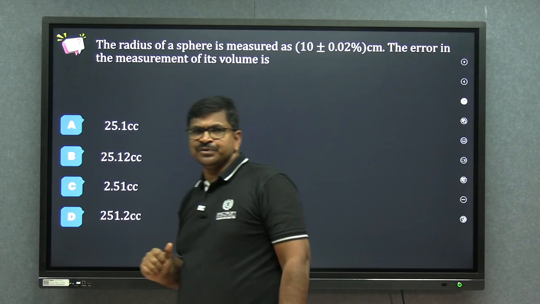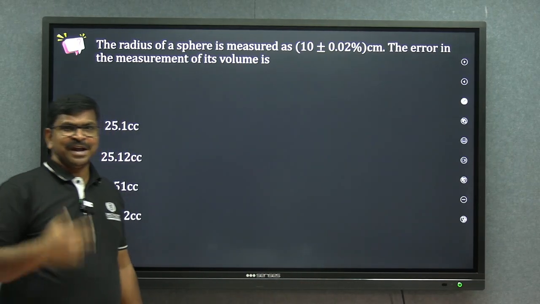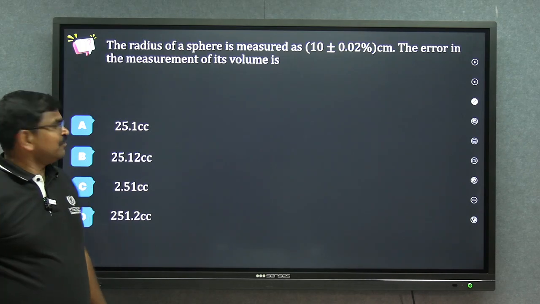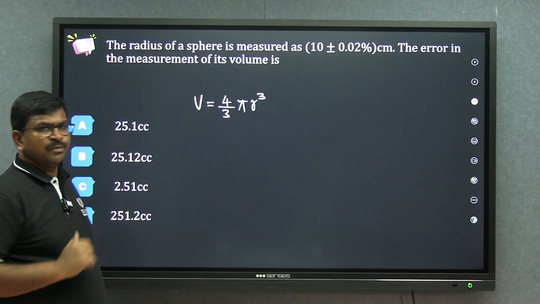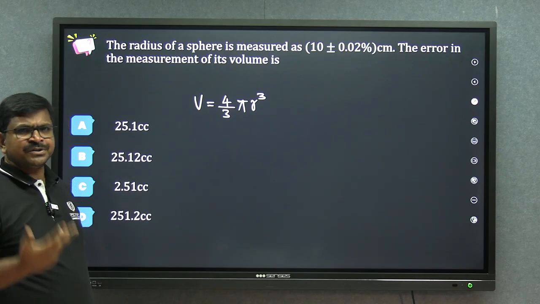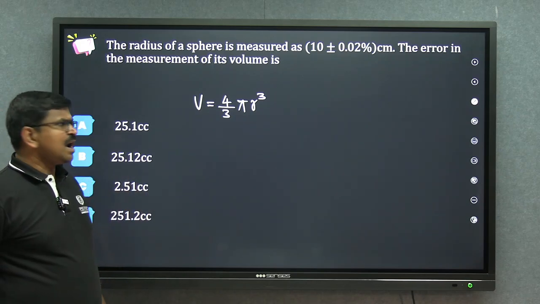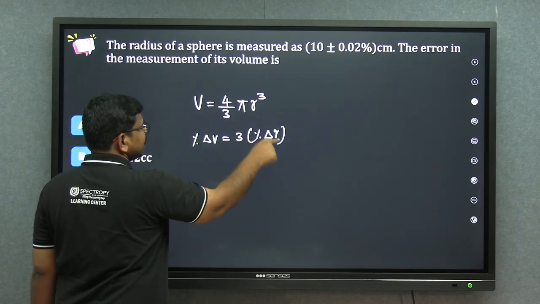For such kind of questions, you must know the volume of the sphere formula. If you don't know that, you can't handle this. And in the given data, we have percentage errors. Let us write the formula, V equal to 4 by 3 pi r cube. 4 by 3 constant, pi constant. It is a power model, propagation of error in the power. So r power 3. So percentage error in the volume equals 3 times percentage error in r.